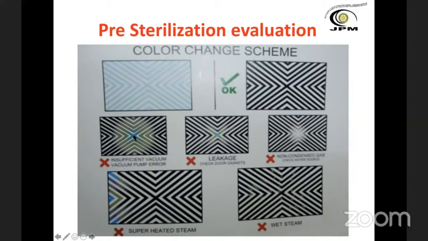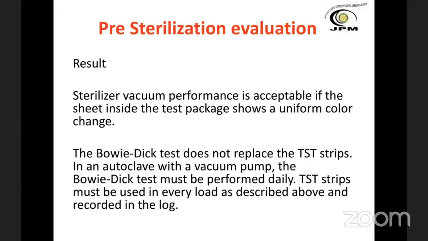Like you can see, blue at the center. This is superheated steam, blue at the periphery. So these are not acceptable. This is the most ideal color and should be looked for. For the pre-sterilization evaluation, sterilization vacuum performance is acceptable if the color inside the test package is uniform, and on the surface also, it has to be red.